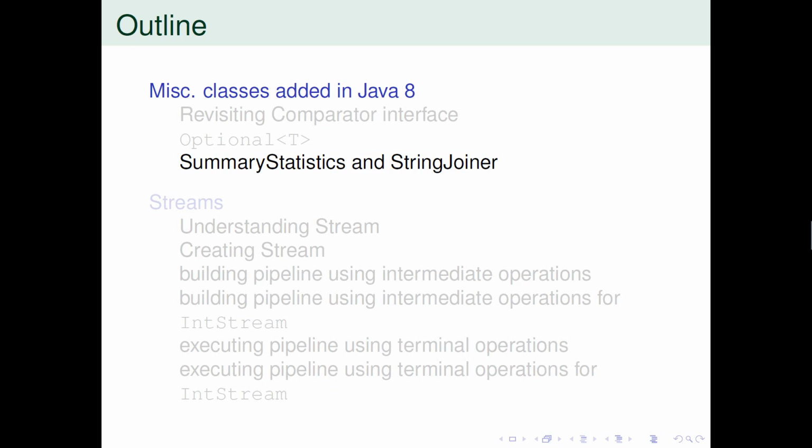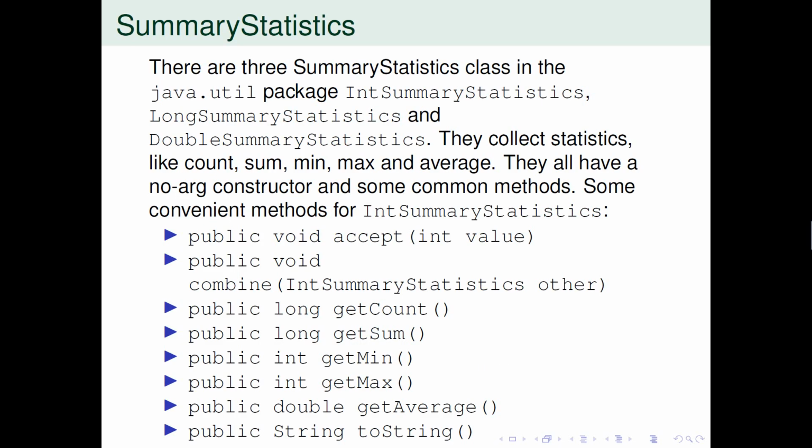Another set of classes we have are summary statistics and a string joiner class. There are three kinds of summary statistics objects. So that was optional. I have to introduce optional because when we look at streams, we will come across many methods which may have a return type of optional, so you shouldn't be surprised why that optional has come.